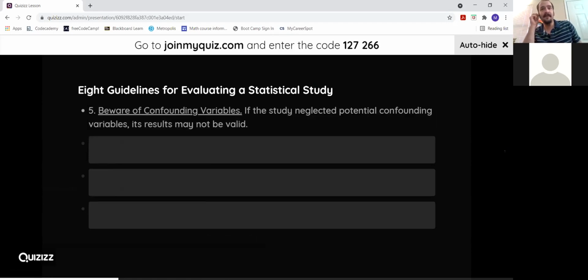Beware of confounding variables. A confounding variable means that there is probably a third thing that you didn't think about. You're trying to tie two things together, like lying and a different brain structure or something like that, but maybe there's something else, a third variable, that might be influencing it.